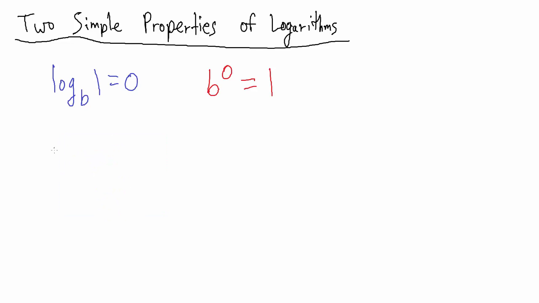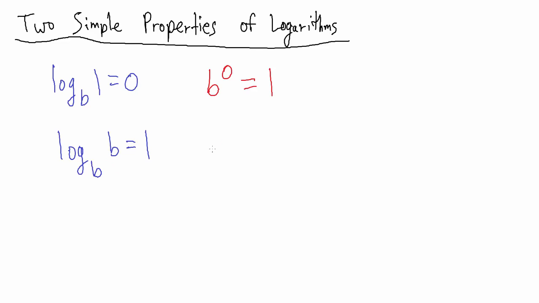Now the other property is the base b logarithm of the number b is 1. So no matter what b is, again, as long as b is a valid base, positive and not equal to 1, then the base b log of the number b is 1. Why is that true? Well, again, let's convert to exponents.